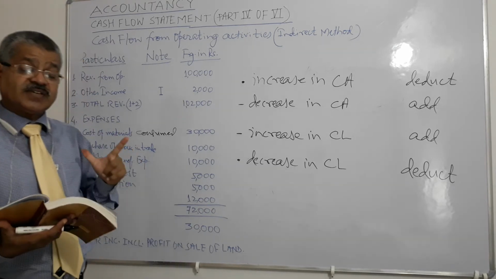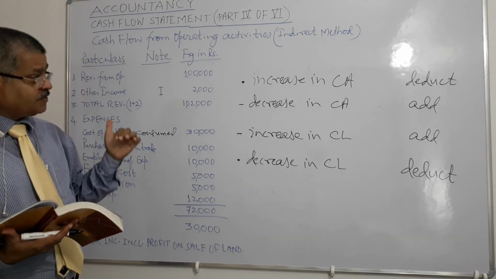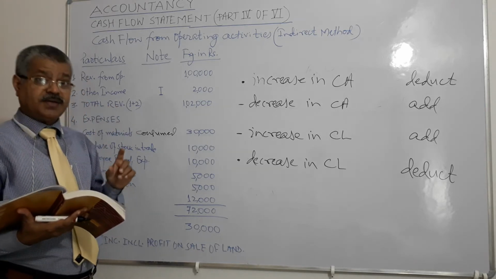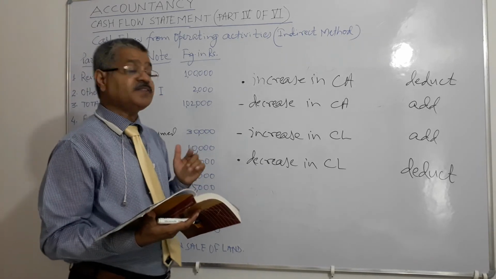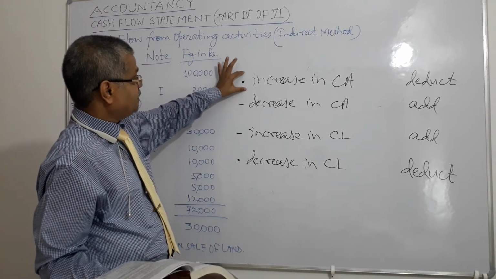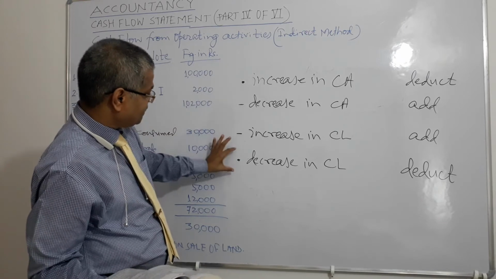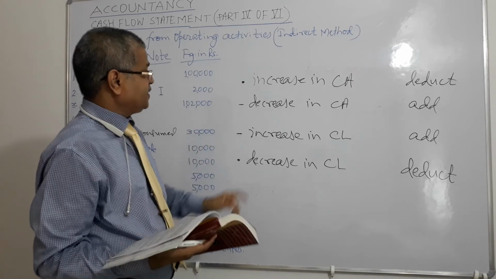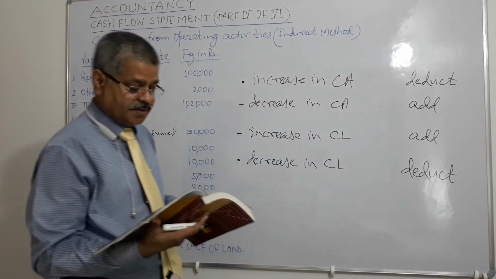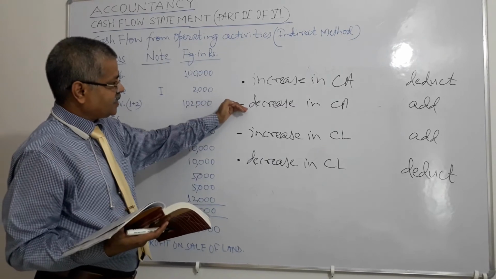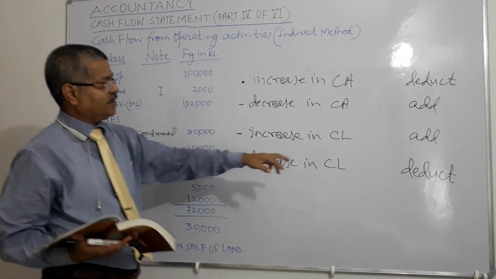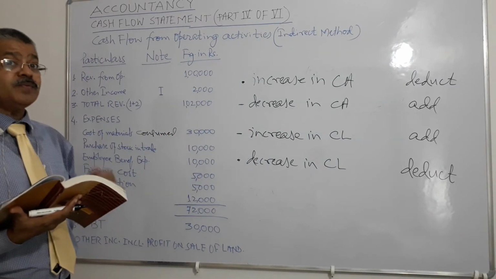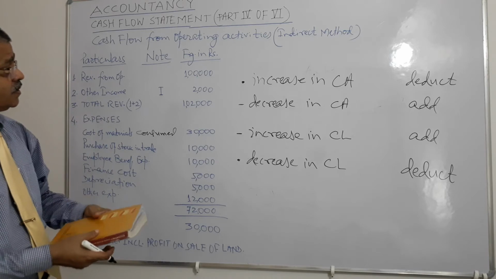Changes in current assets and liabilities. Changes in current assets and current liabilities during the period. Increase in current assets and decrease in current liabilities are to be deducted, right? And decrease in current asset and increase in current liability are to be added back, right? Why to be added back, we have already discussed.